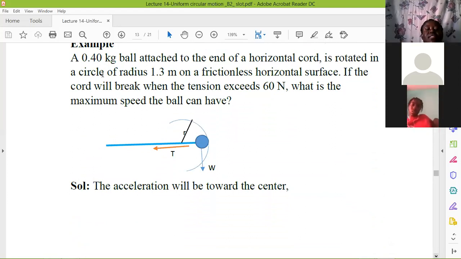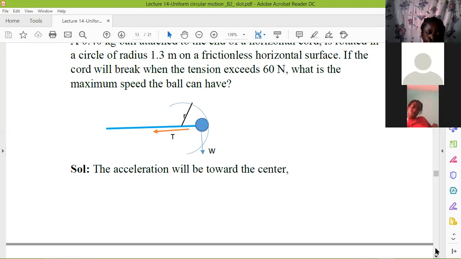If you look at this example, we have a 40 kilogram ball attached to a cord and rotated in circular motion with that radius on a frictionless surface, so there's no friction. The cord will break when the tension exceeds 60 Newtons. Then what is the maximum speed the ball can have?